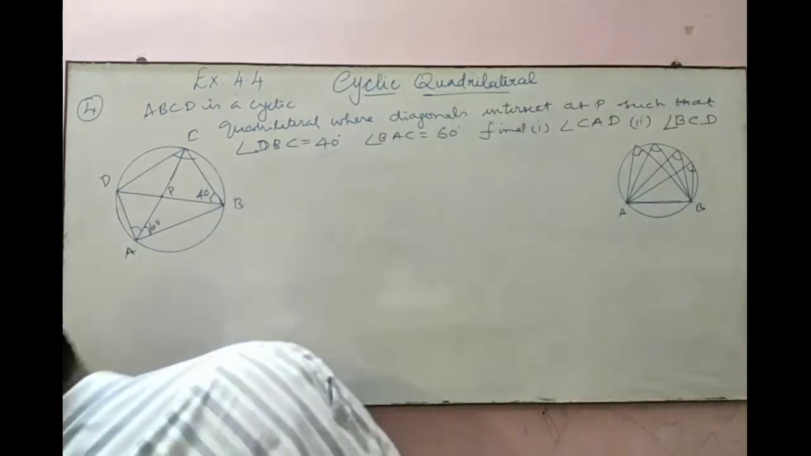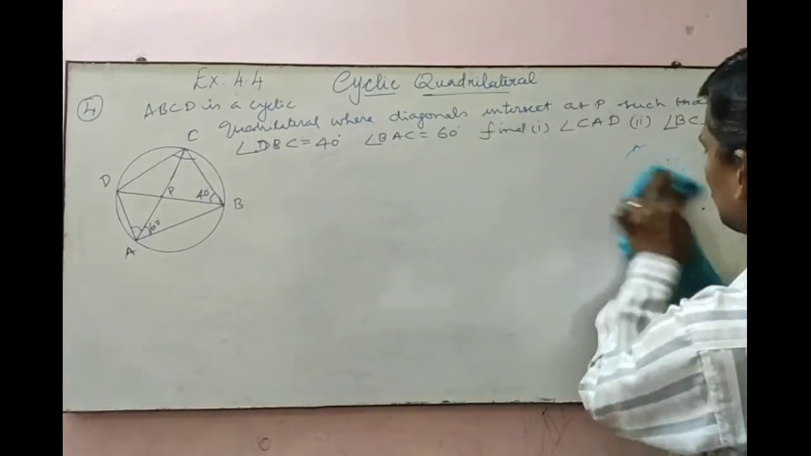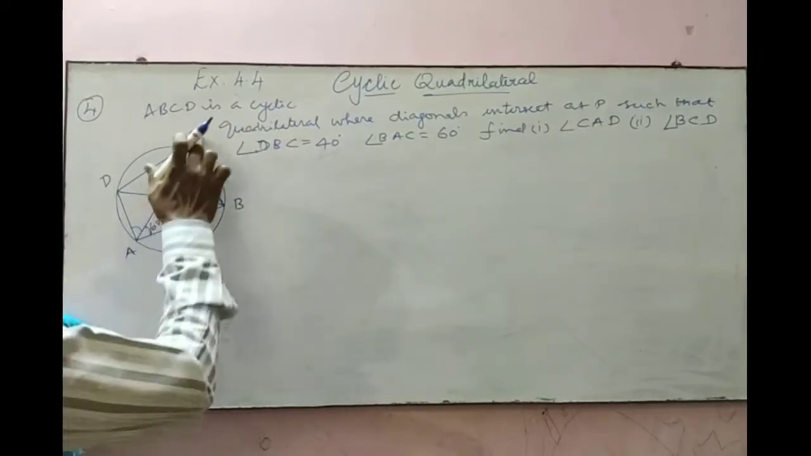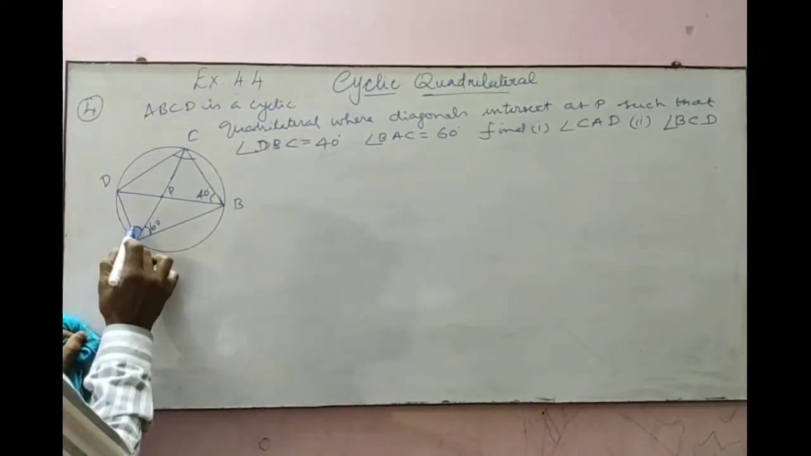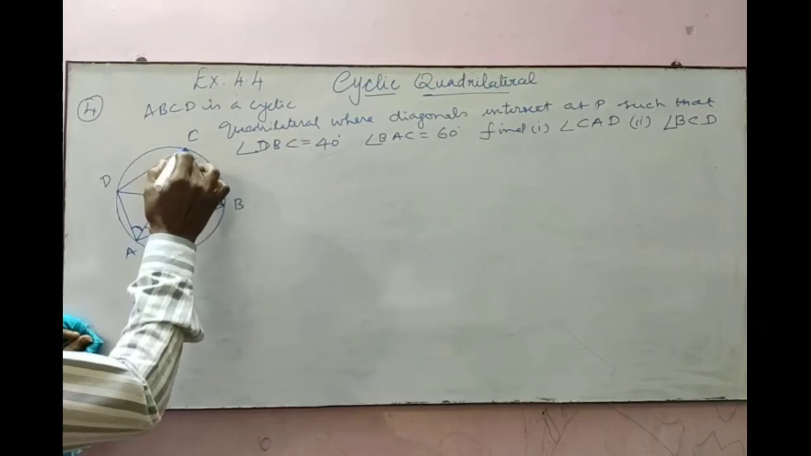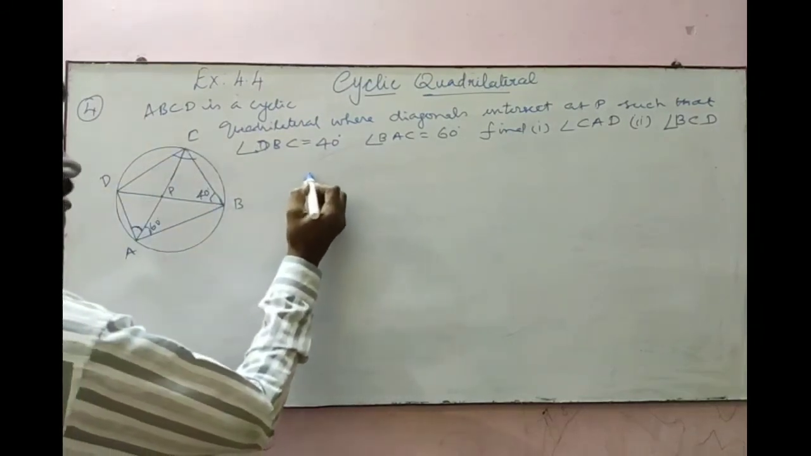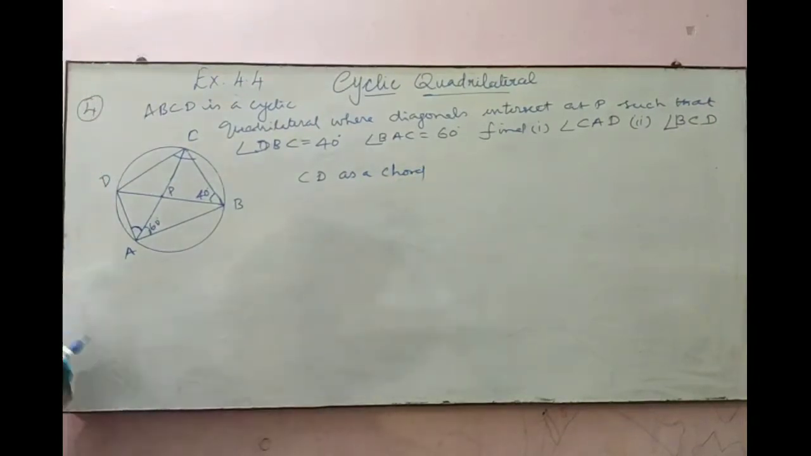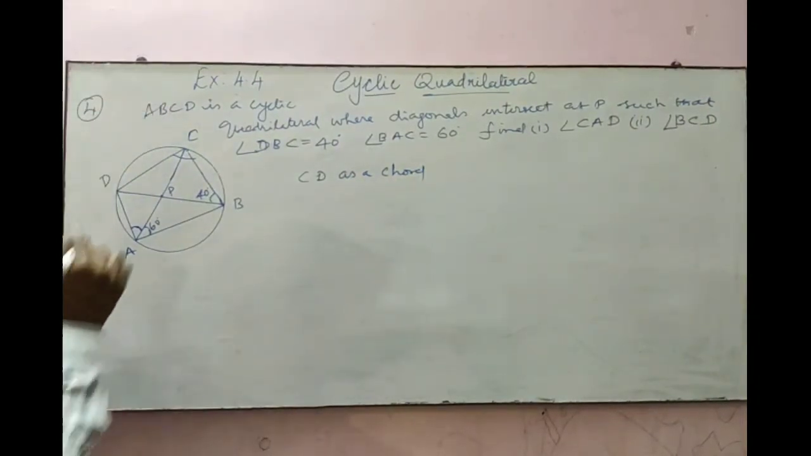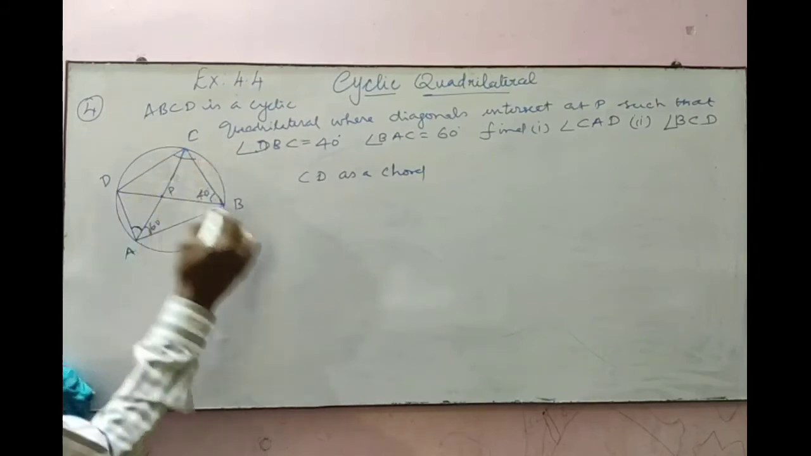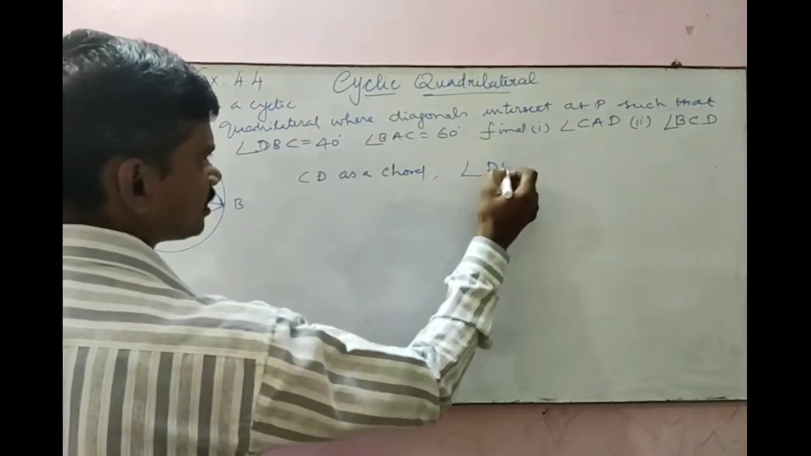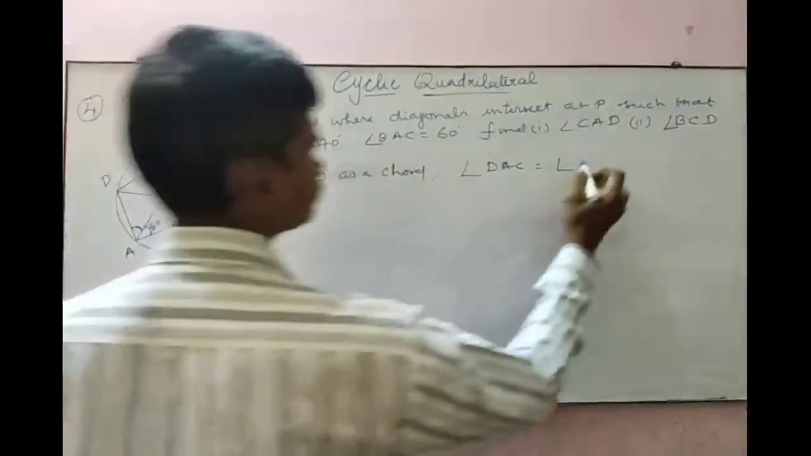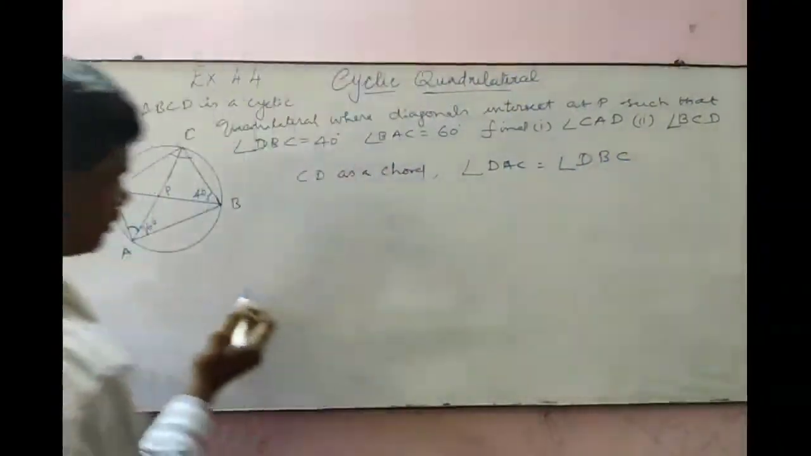So using that concept, we are going to calculate this angle CAD. Look at this. CD is the chord. Consider CD as a chord. Now this is the angle DAC. Now angle DAC is equal to angle DBC.